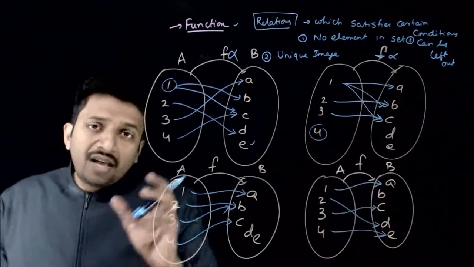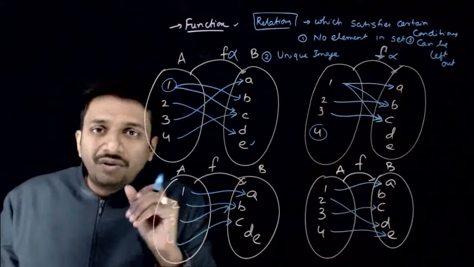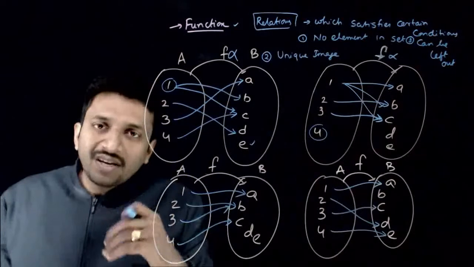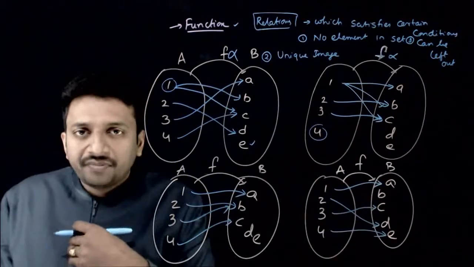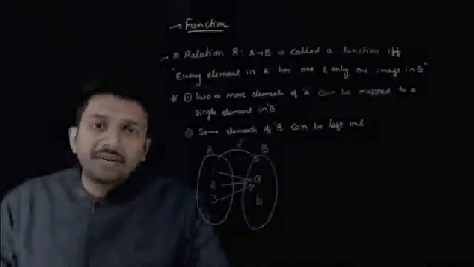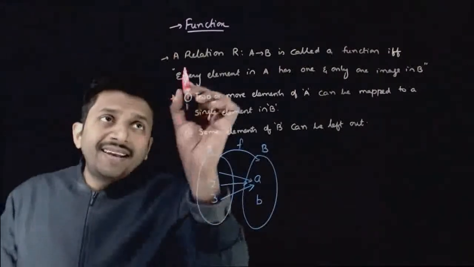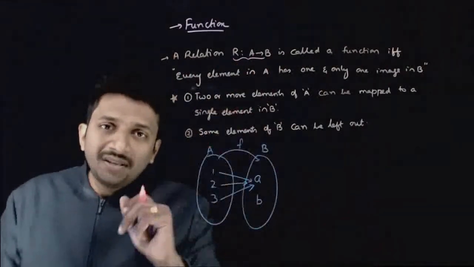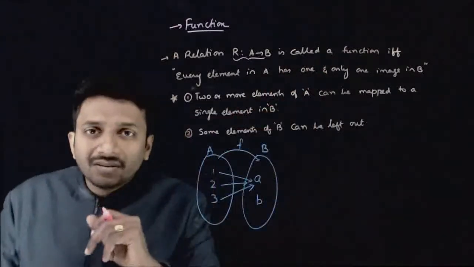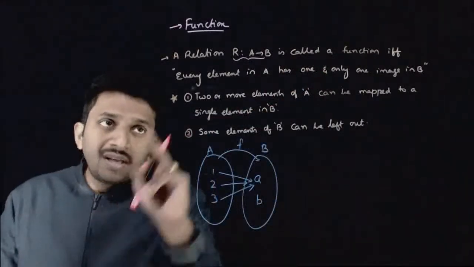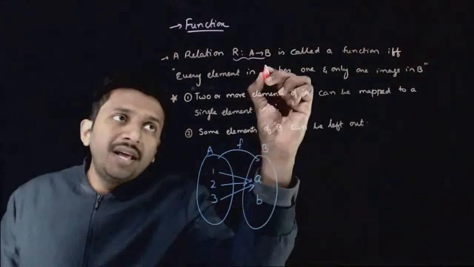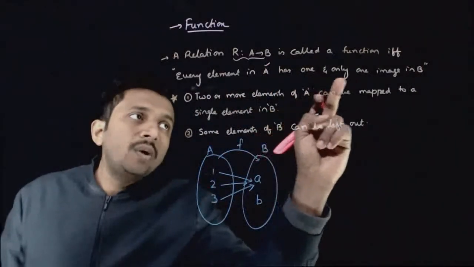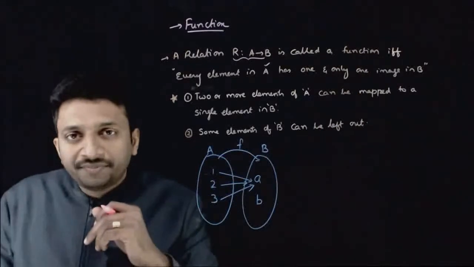So first, I hope you have understood the basic definition of function. So these are the two conditions. If a relation satisfies them, it becomes a function. Now let us go forward. So, a relation R defined from set A to set B is called a function if and only if every element in A, that is every element in the first set, has one and only one image in B.